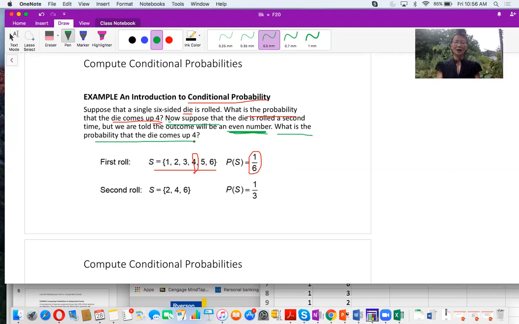Given the outcomes are even numbers, the sample space is the numbers 2, 4, and 6. So this time we calculate the probability of seeing the number 4. We only have 3 events in the sample space, and the number 4 occurred once. So the probability is 1/3.